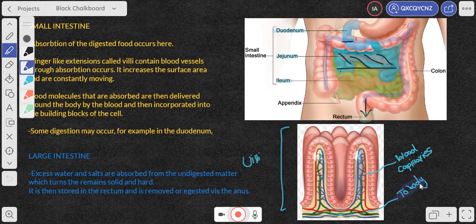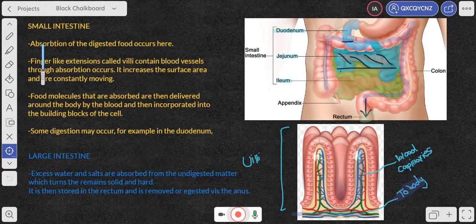So these vessels here then link up to other vessels in the body, and here you can see there are more vessels, and they go all the way further, delivering the digested matter to the rest of your body so that it can be incorporated into your cells, right? This is your villi. They're thin, they're constantly moving, they increase the surface area to volume ratio for the sake of better absorption, right? And this is the structure here.